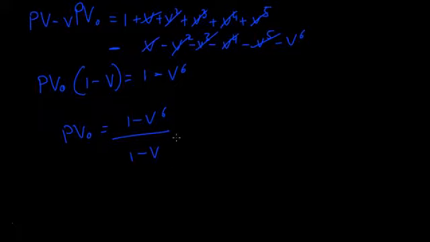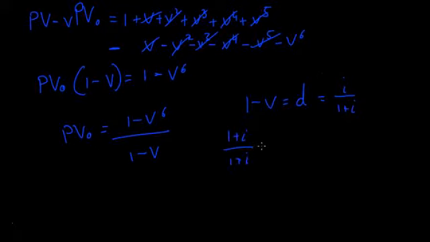Now this bit over here we can leave the way it is, or we can say that 1 minus v is equal to d, which is equal to i on 1 plus i. And just to make sure that makes sense, 1 plus i on 1 plus i minus 1 divided by 1 plus i, they cancel out, equals i on 1 plus i.